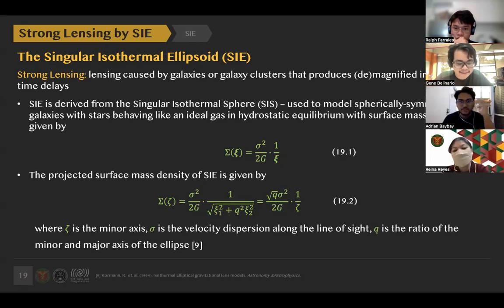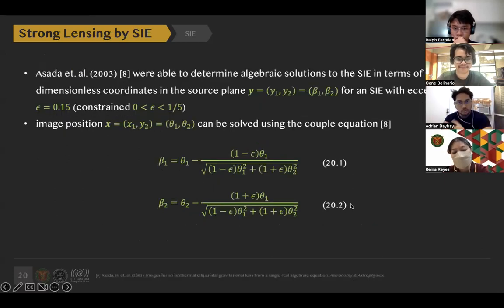Okay, quick follow-up. So maybe you have mentioned this, I just didn't catch it. How will you distinguish a regular gravitational wave signal from a lensed one?